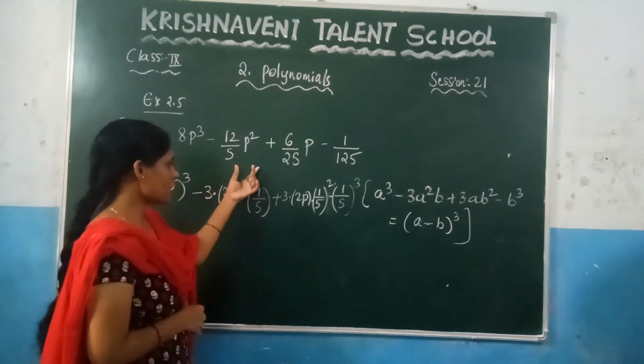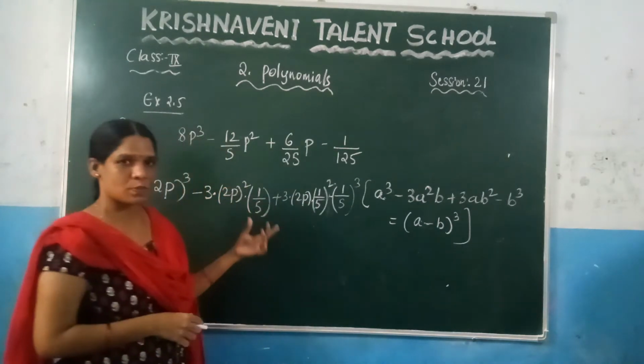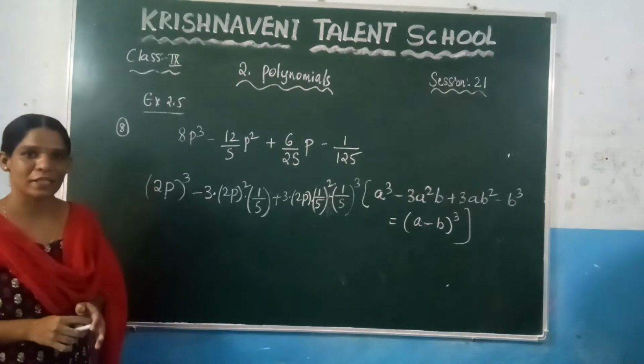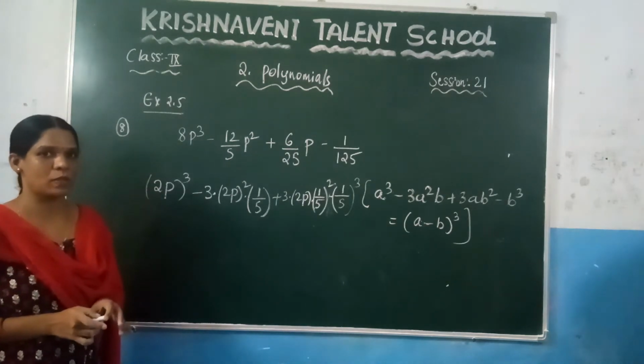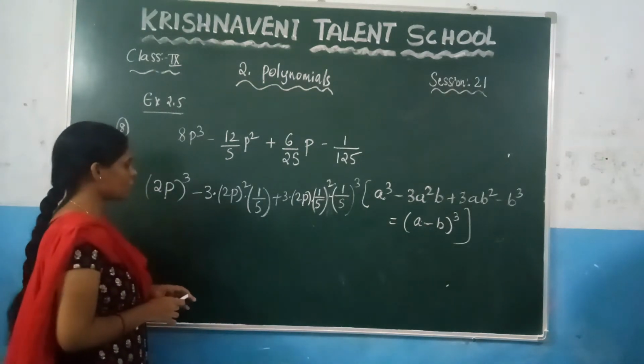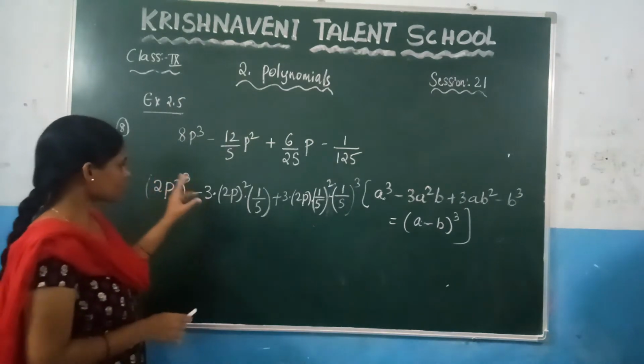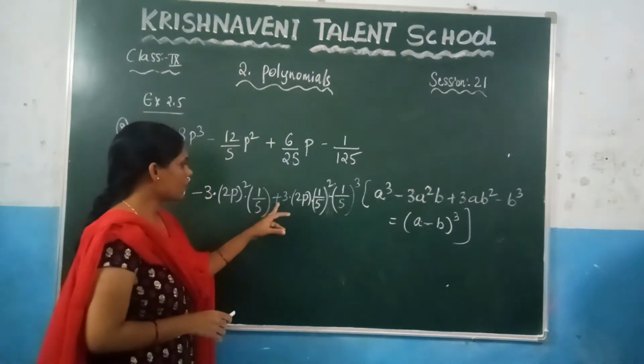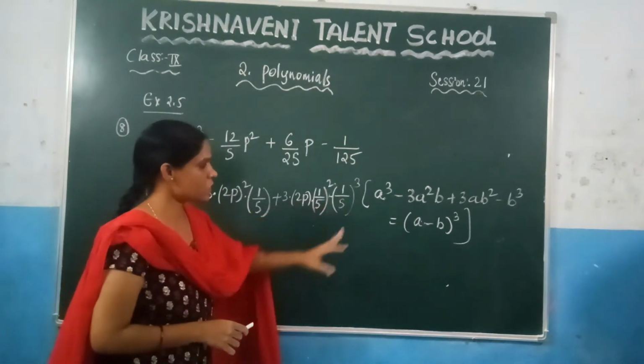So we have changed this expression into the form of this expression, because you need to apply the identity to solve this problem. So here we have changed this one in the form of a cube minus 3a square b plus 3ab square minus b cube.